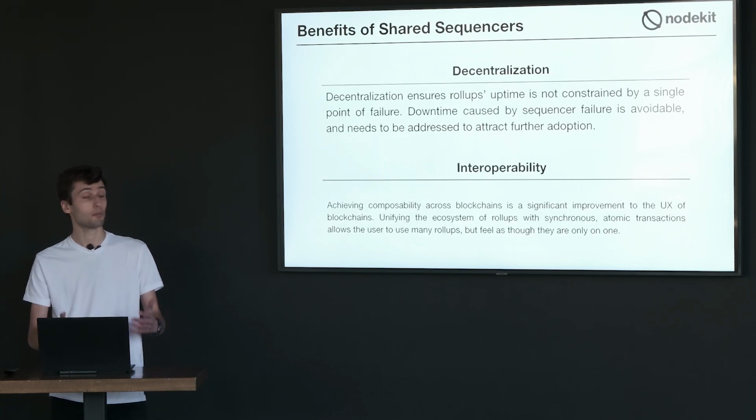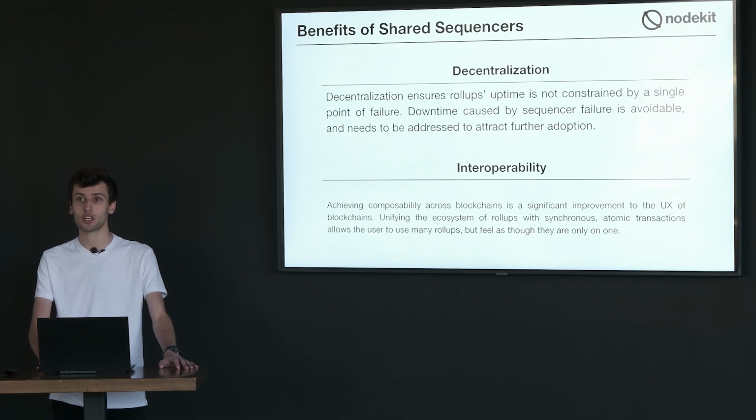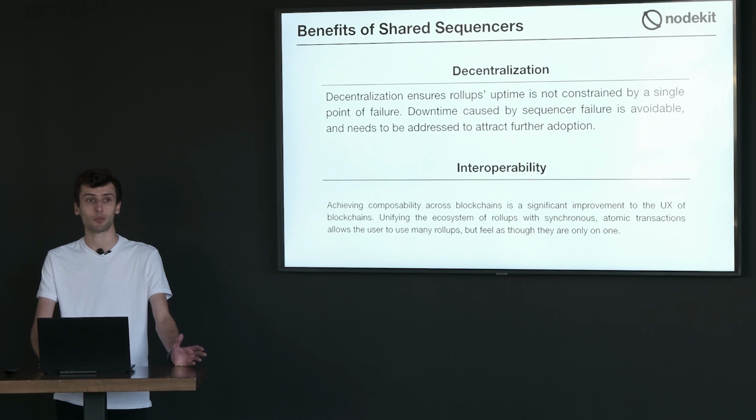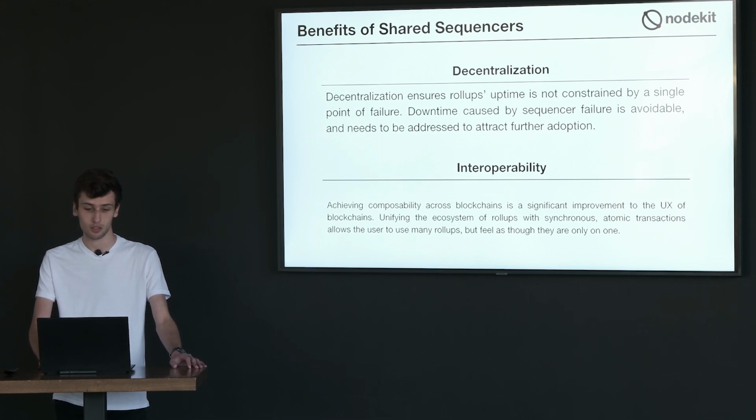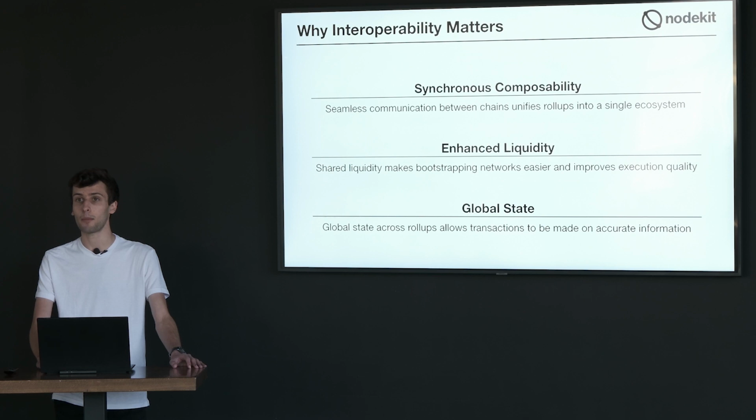The main benefits of shared sequencers are decentralization and interoperability. Essentially, what a shared sequencer aims to do is bring back the composability of a traditional blockchain to these layer 2 rollups. It also aims to alleviate downtime currently caused by centralized components. Interoperability matters especially because using a shared sequencer allows you to have more synchronous composability, enhanced liquidity, and global state.